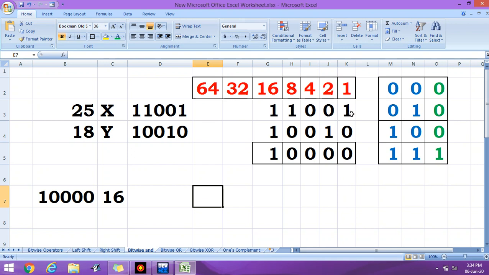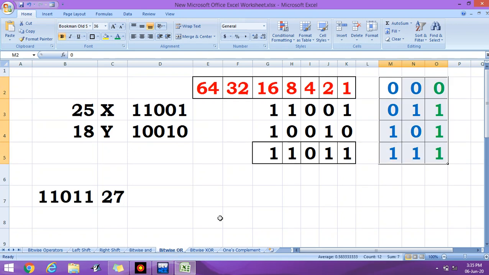Now 11001 and 10010, when you apply the AND operation or bitwise AND, only one position gives 1, all the other answers are 0, so the result is 10000. Now when you convert 1 followed by four 0s, the answer is 16. It means if you enter 25 and 18 and apply the AND operation, the answer is 16.